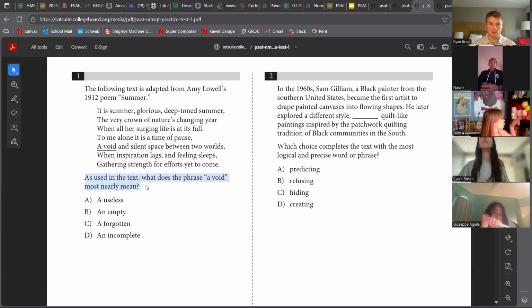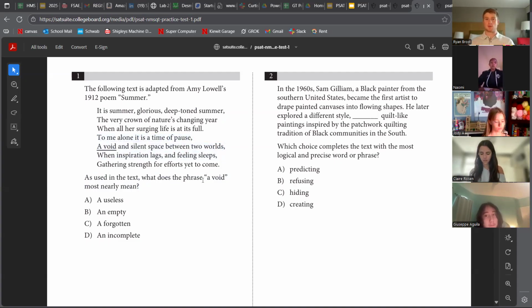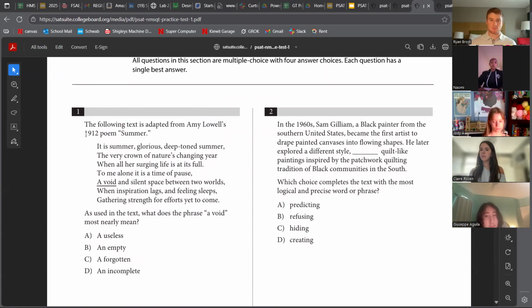So I just usually skip to here and it says, as used in the text, what does the phrase void most nearly mean? So then I just skipped to this sentence here and read it. And if you need more, you can go look for more. But I really suggest reading the question first on these ones. So yeah, perfect. All right, number two, take a minute to look at that one.